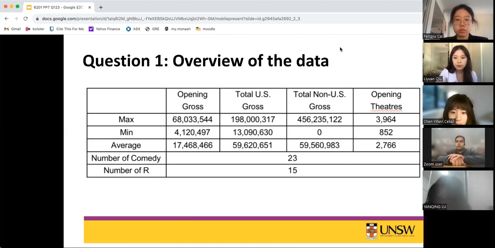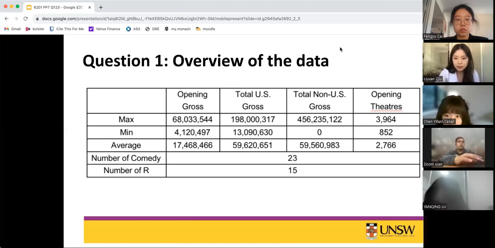To get a more comprehensive overview of the data, the basic information has been produced. As can be seen from the data, the minimum, maximum, and average values of opening gross, total US gross, total non-US gross, and opening theaters are presented. As seen in the form, the huge gap between the maximum and minimum values of all the gross figures shows that the film industry is at different levels of development.